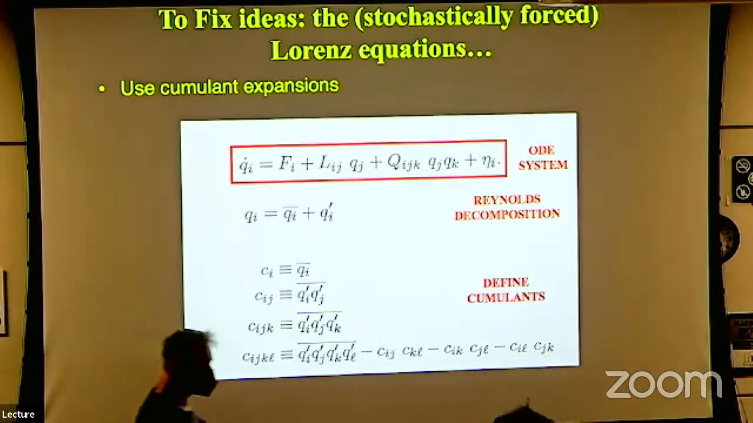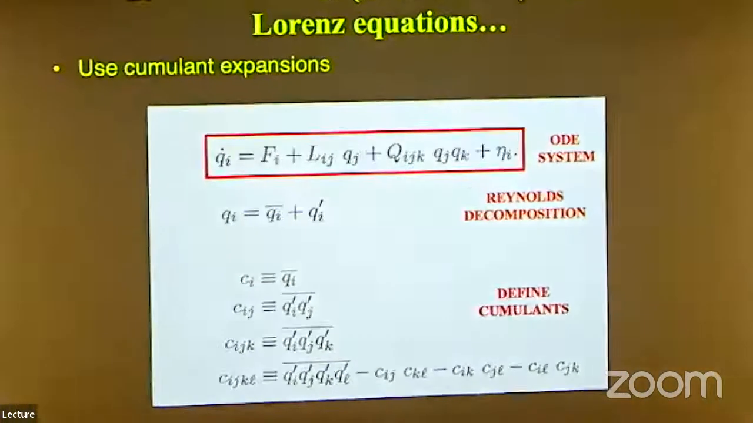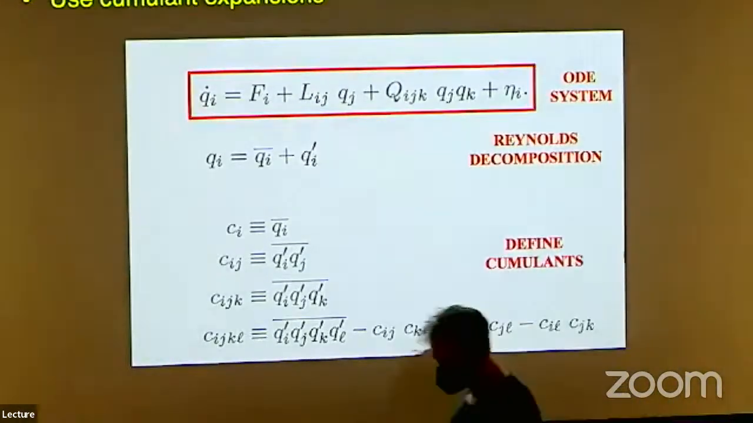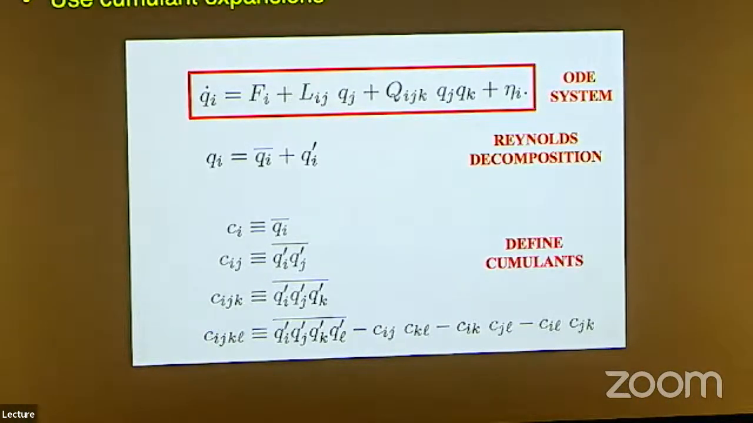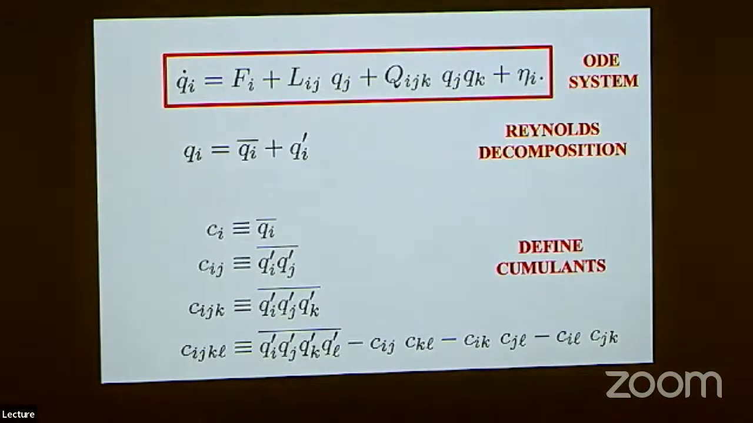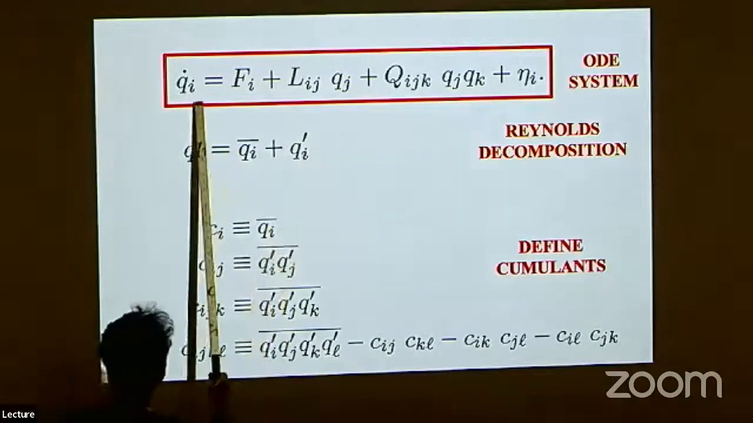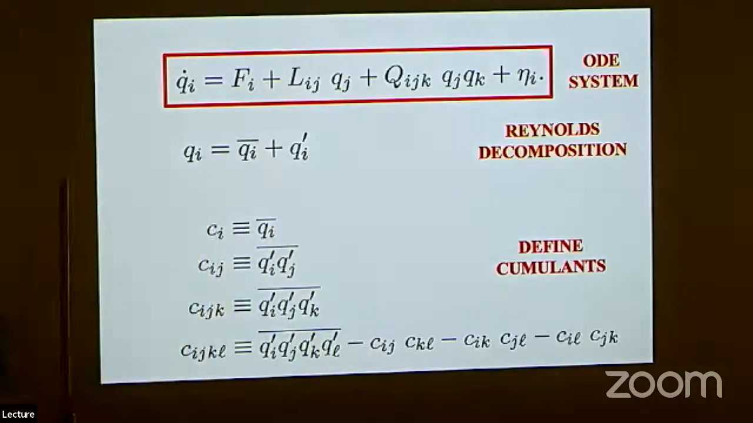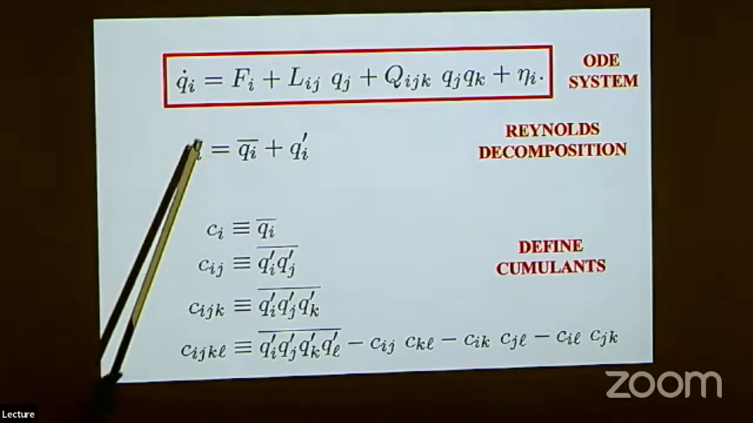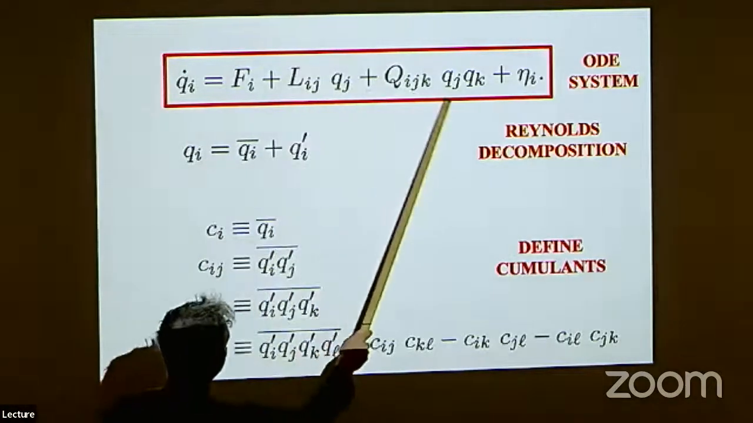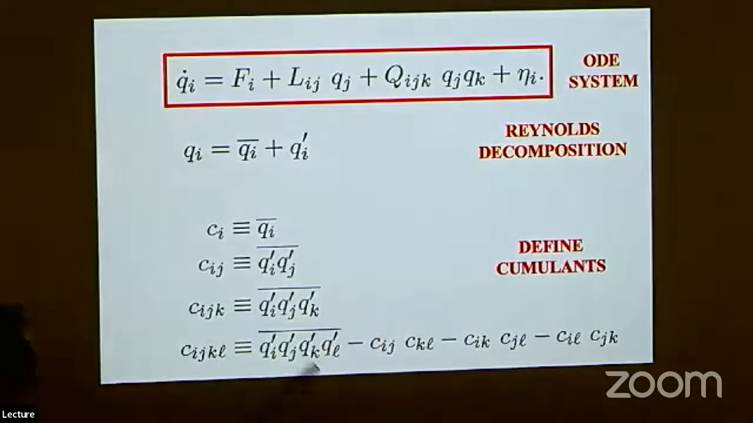Okay, so how are we going to do this cumulant expansion, trying to find the low order statistics? We're going to do it exactly the same way as we did before. Let's say I have my ordinary differential equation system here. So Q_i, where i goes between 1 and 3, is X, Y, or Z. I could have some forcing term, a linear term, a nonlinear quadratic term, and some noise.